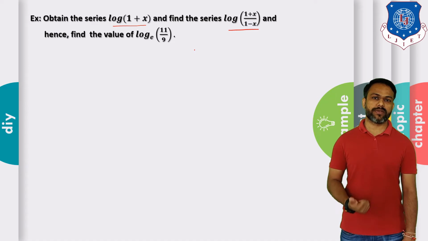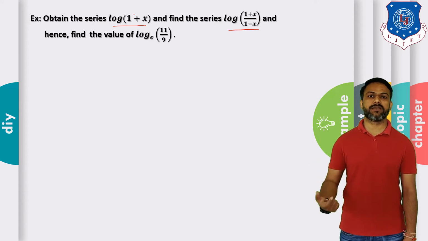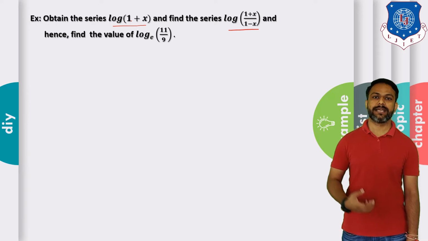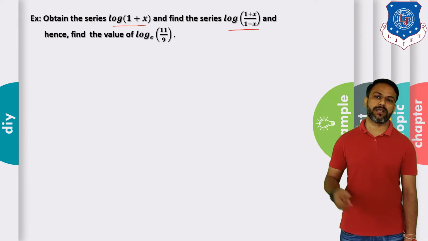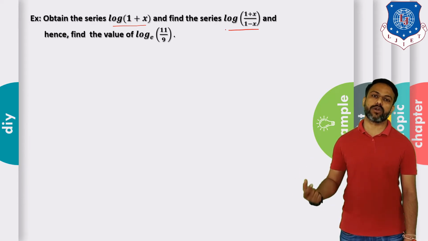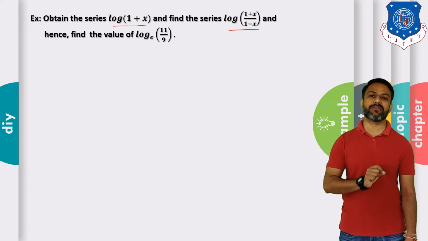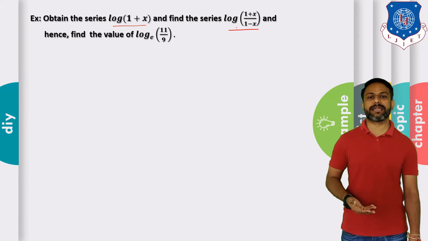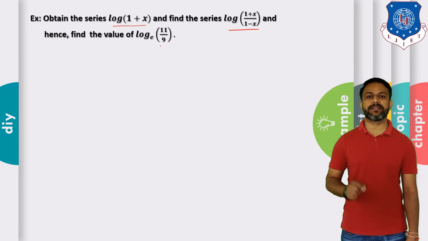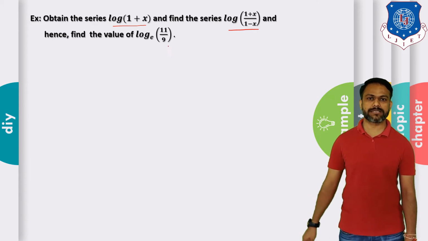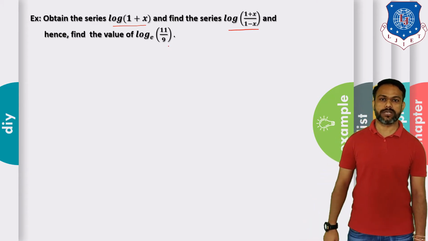First we will obtain the series of log 1 plus x. Then by using this series we will find the series of log 1 minus x, and by using these two series, log 1 plus x and log of 1 minus x, we will obtain log of 1 plus x divided by 1 minus x. And after getting that series, we will find the log of 11 by 9 to the base e. So let's have a look at the solution.